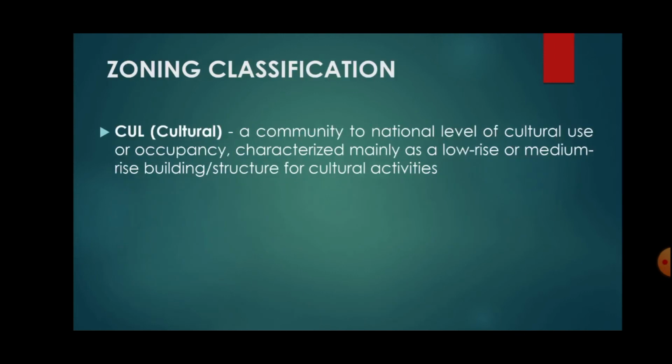For the zoning classification, we have CUL, or the cultural, a community to national level of cultural use or occupancy characterized mainly as low-rise or medium-rise buildings and structures for cultural activities. The low-rise is defined as buildings with 4 floors or under, or having few floors or stories. Mid-rise buildings are defined as buildings that have between 5 to 12 floors.